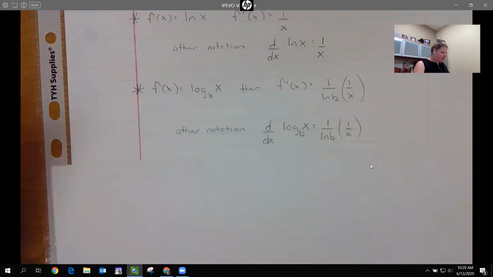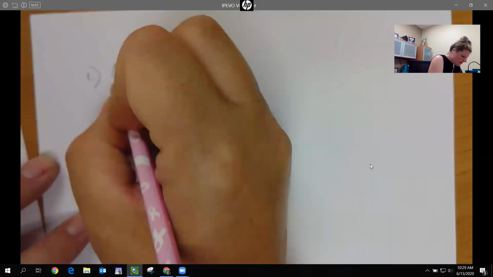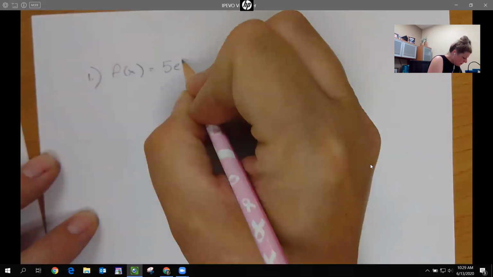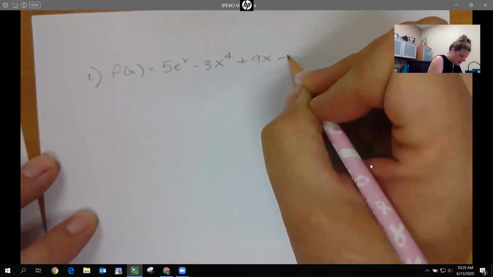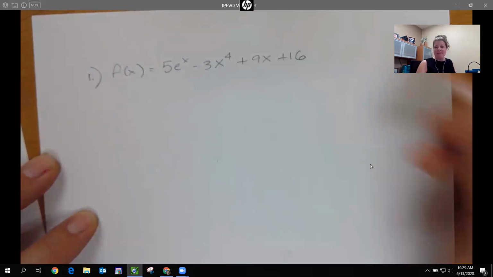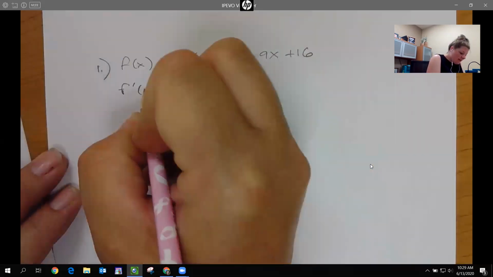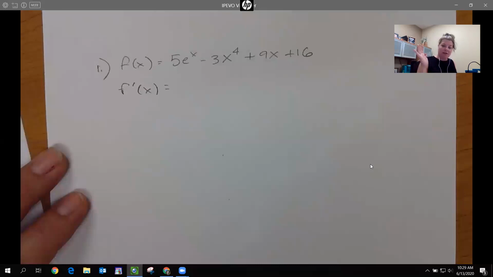So let's look at some examples. So my first example would be if I have f of x equal to 5e to the x minus 3x to the fourth plus 9x plus 16. So if I have something like this and it says, what's your derivative? Okay. So what is the derivative of this function? Well, we already know we can do the derivative of each thing with the plus and minus, so we're going to look at each one individually.